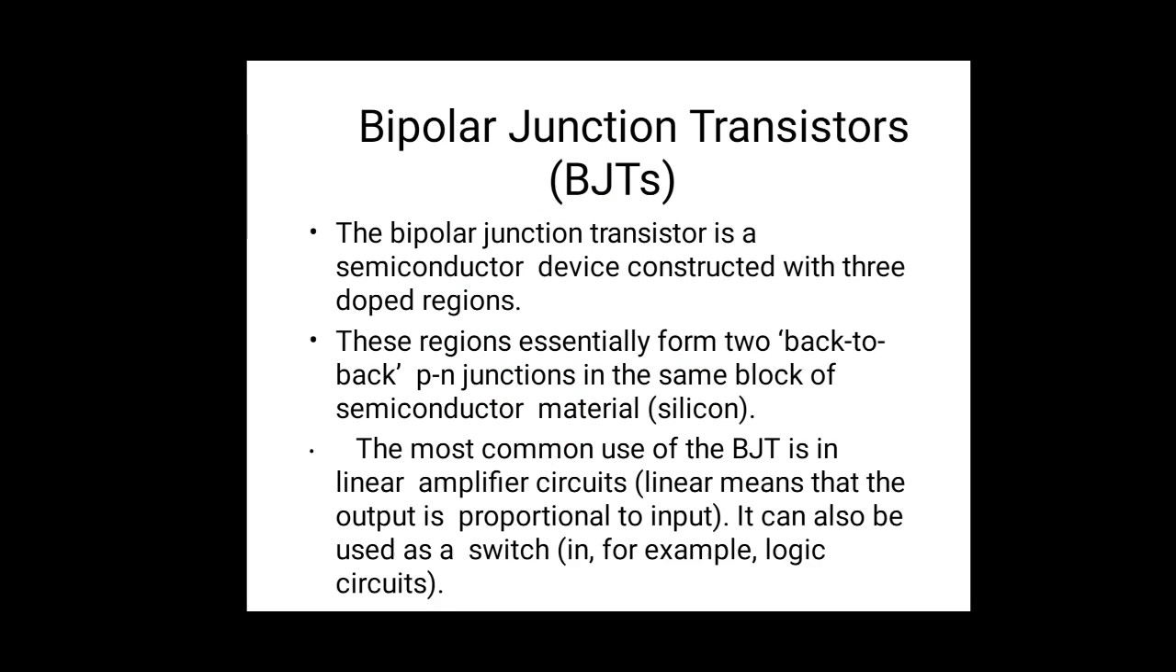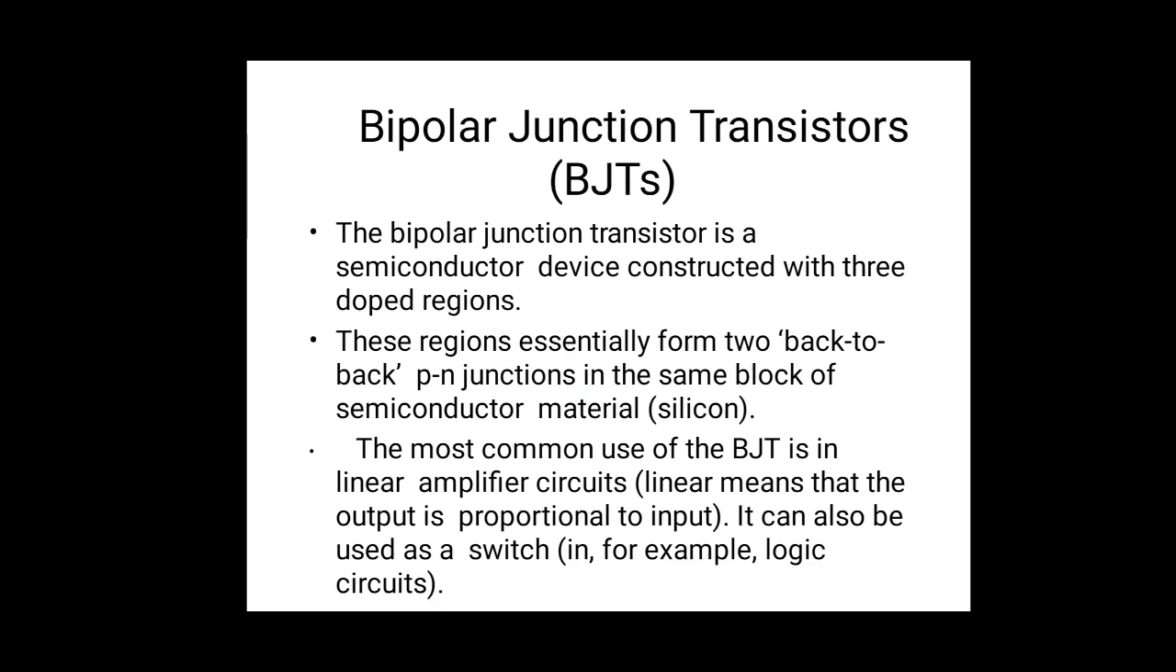So a bipolar junction transistor is a semiconductor device and it is constructed with three regions, and these three regions are doped regions. So these regions essentially form two back-to-back PN junctions in the same block of semiconductor material, that is silicon material.